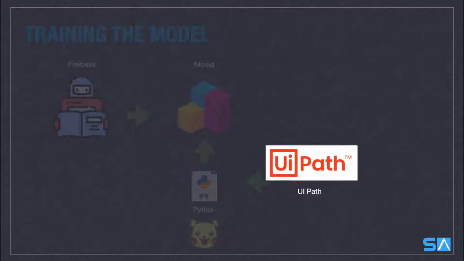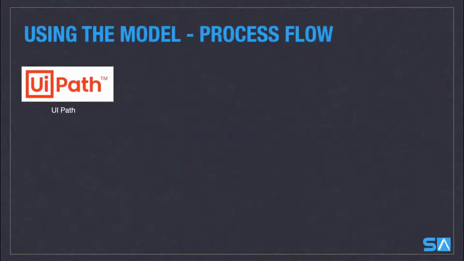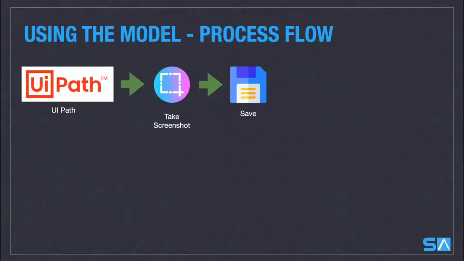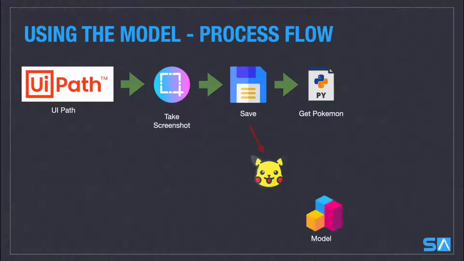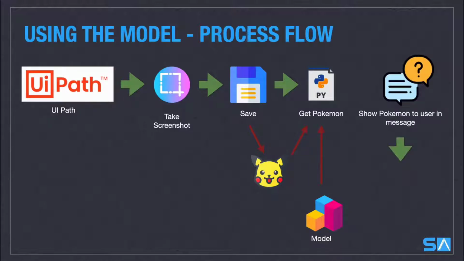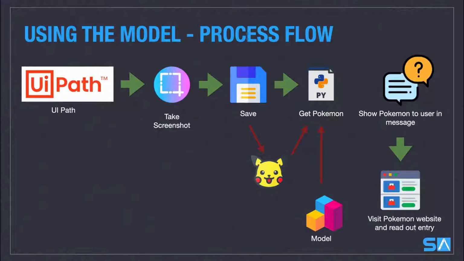So once that's set up, we just need to implement the process in UiPath. What we do is we take a screenshot of a section of a page that will save the screenshot to our disk. Then we'll get the Pokemon using that screenshot and the model. From there, we'll show a message box to the user with what Pokemon it is. And finally, we'll visit the Pokemon website and read out the Pokédex entry.